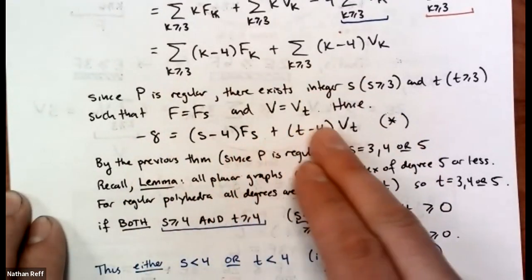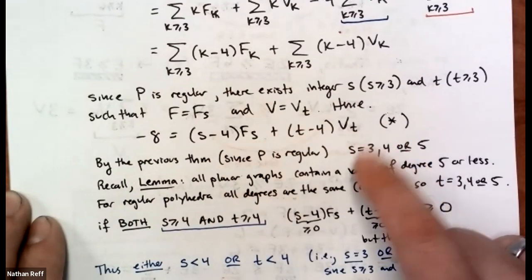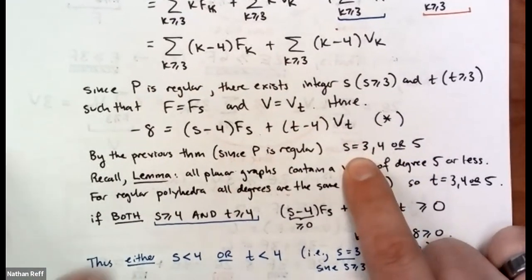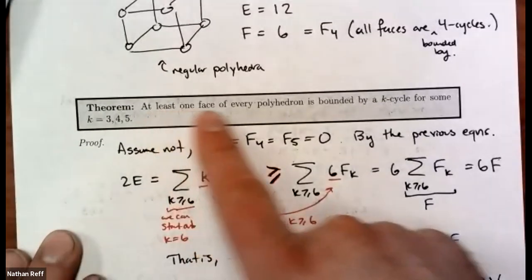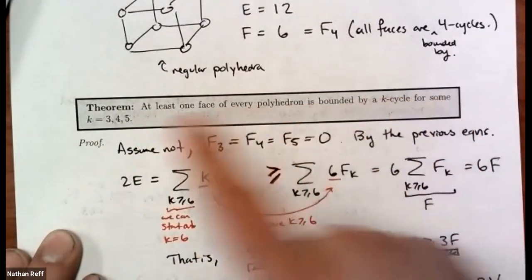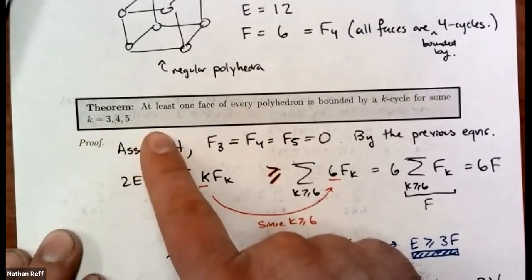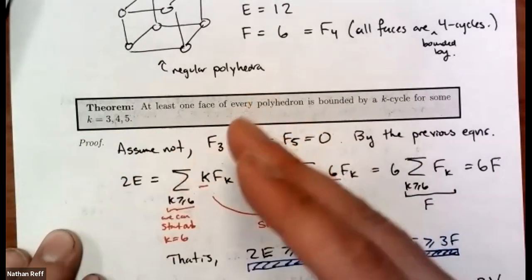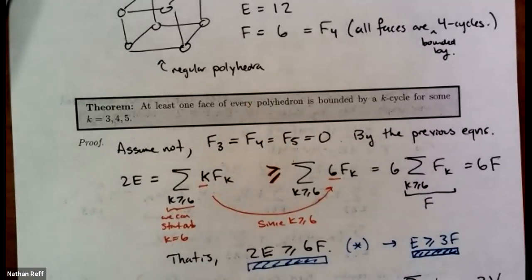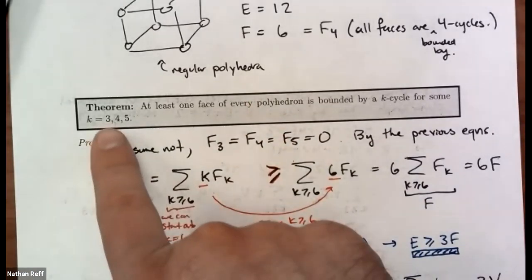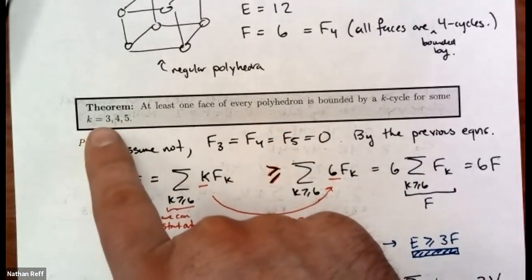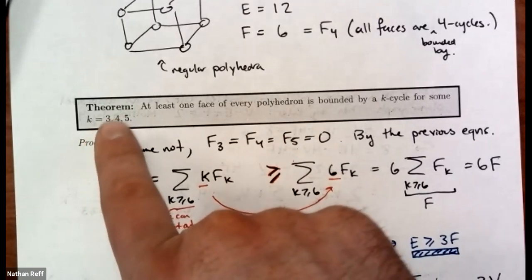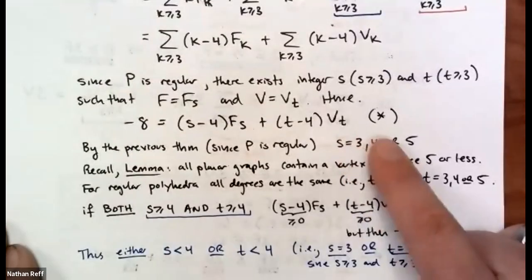Okay, and from the previous lemma on this page over here, which we said that at least one face of every polyhedron is bounded by a k cycle for some k equals 3, 4, or 5. If it's regular, everything has to be the same face type. So what that means is that it severely limits what you can even have for a regular polyhedra, meaning you can either have equilateral triangles, squares, or pentagons, and they all have to be the same size, right? So that means S could be 3, 4, or 5.